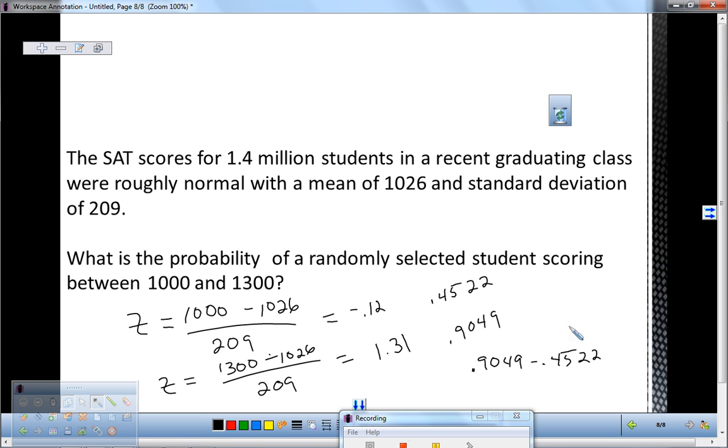Okay, so we take the difference between these two, and we end up with a probability of 0.4527. So we're not quite at 50, but we're getting pretty close. So the chances of picking somebody that scored between 1,000 and 1,300 randomly is pretty good.